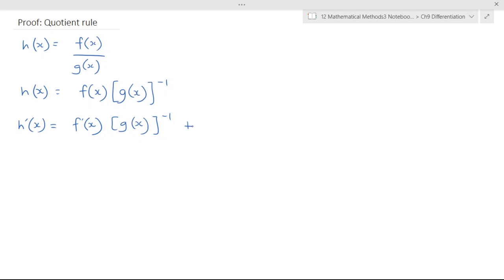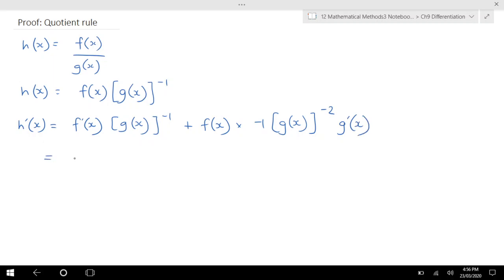So if we leave the first one alone now and differentiate the second one, we get this power out the front, -1, this is our chain rule. Take off the power. We also have to remember to differentiate the inside and multiply it by that. This is really gross. Let's clean it up a little bit.